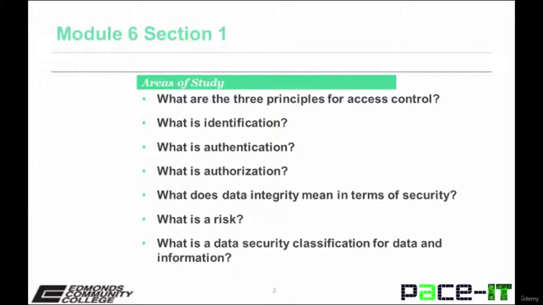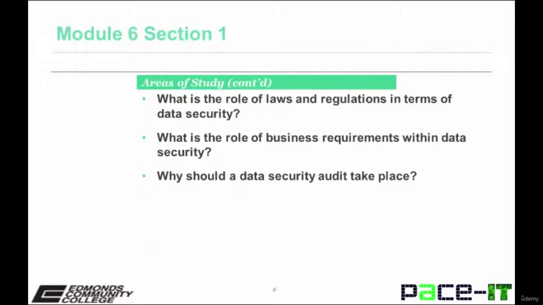As you work through these activities, consider the following questions. What are the three principles for access control? What is identification? What is authentication? What is authorization? What does data integrity mean in terms of security? What is a risk? What is a data security classification for data and information? What is the role of laws and regulations in terms of data security? What is the role of business requirements within data security? Why should a data security audit take place?